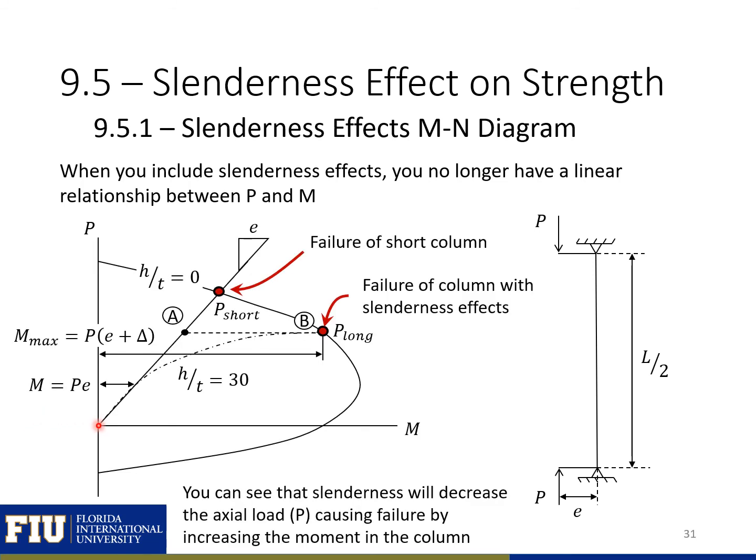For our slender column, when we apply a load and eccentricity, we'll start out linear, but then our second order moment effects are going to have a large impact on our applied moment. So it'll decrease the axial load required to cause the failure. Here you can compare the axial load required to fail the column at this eccentricity without considering slenderness, so just our short column, compared to our failure of our column with our slenderness effects. So B here.